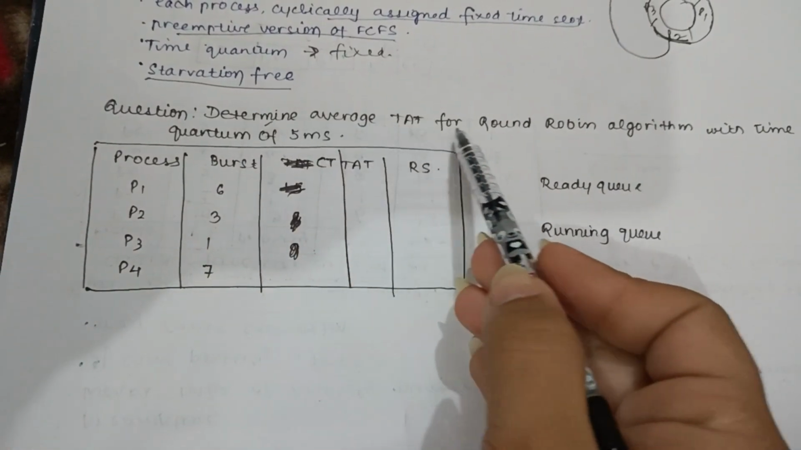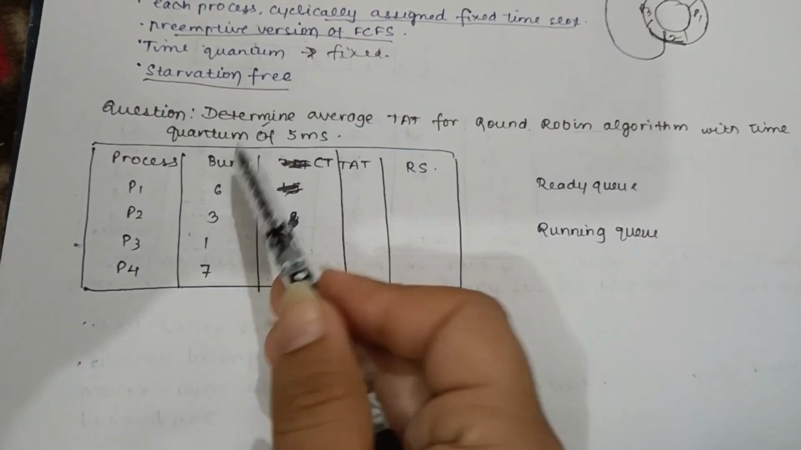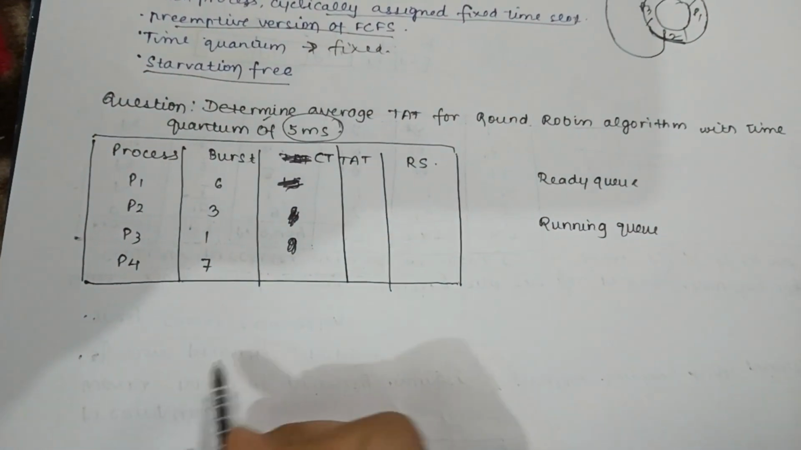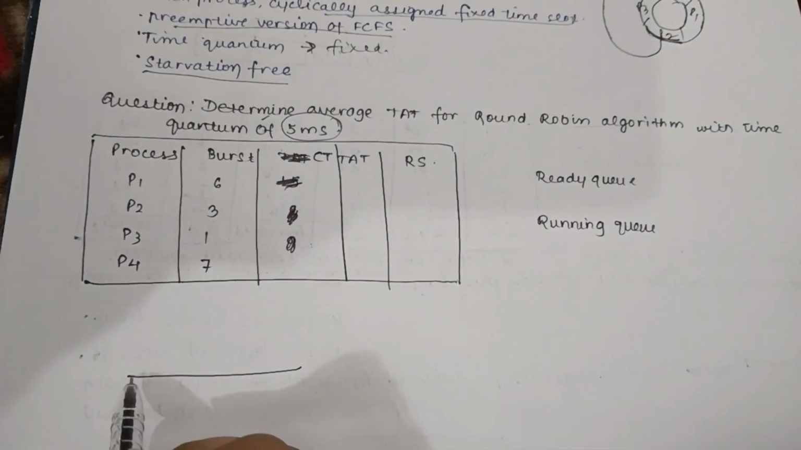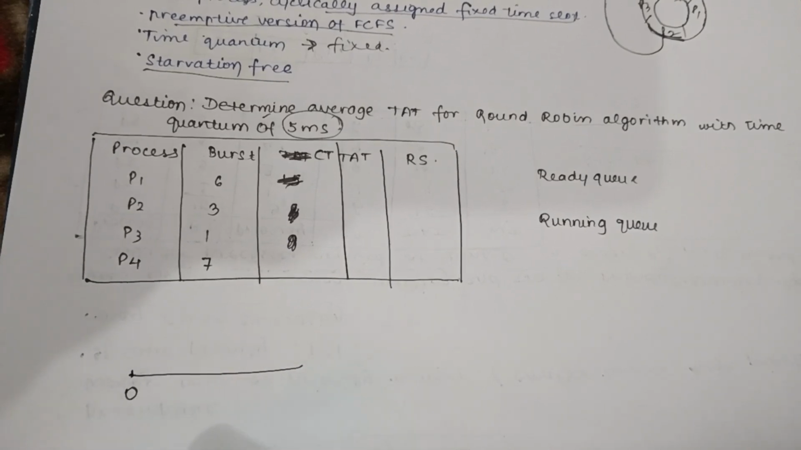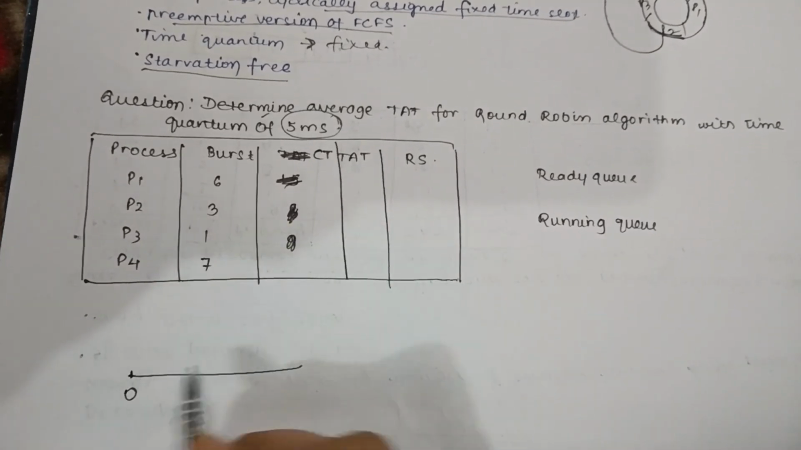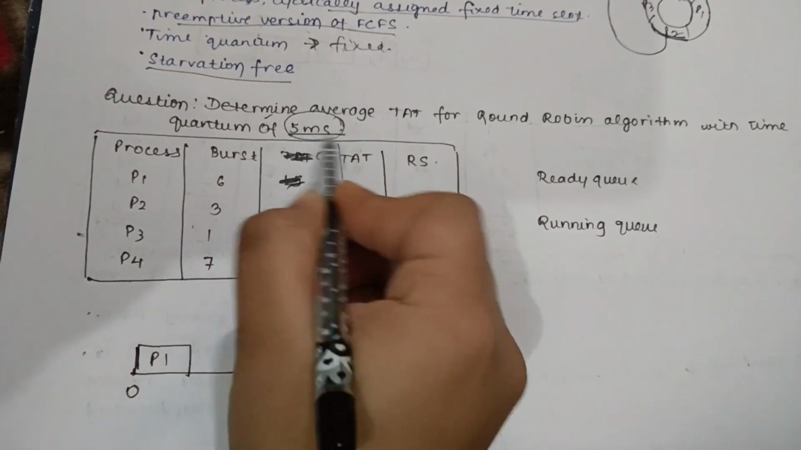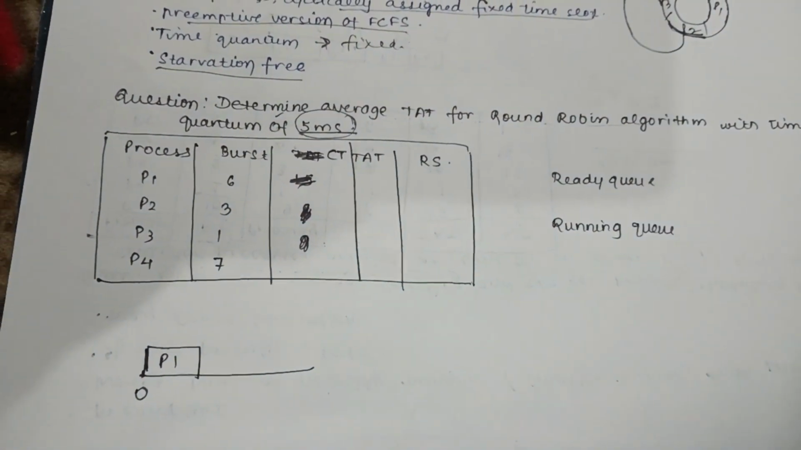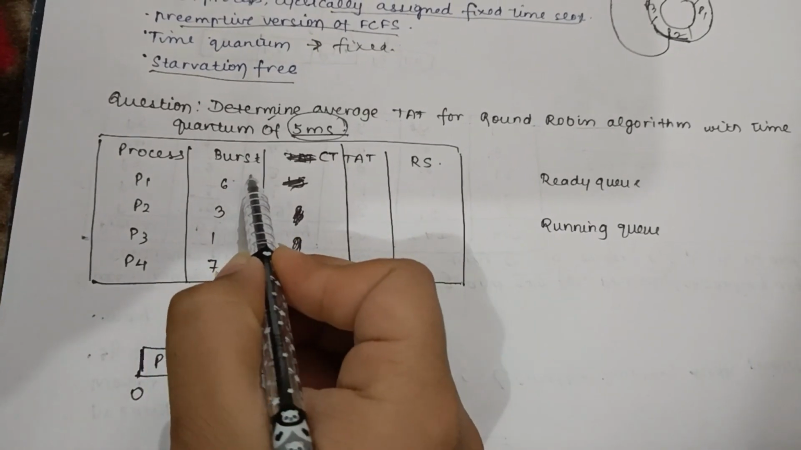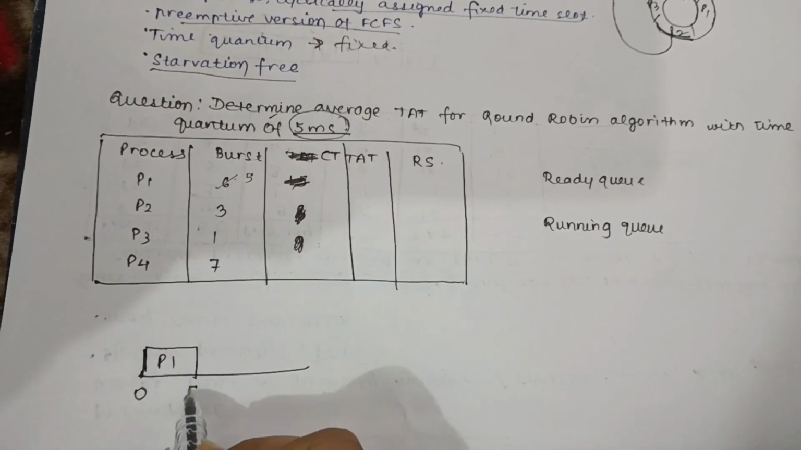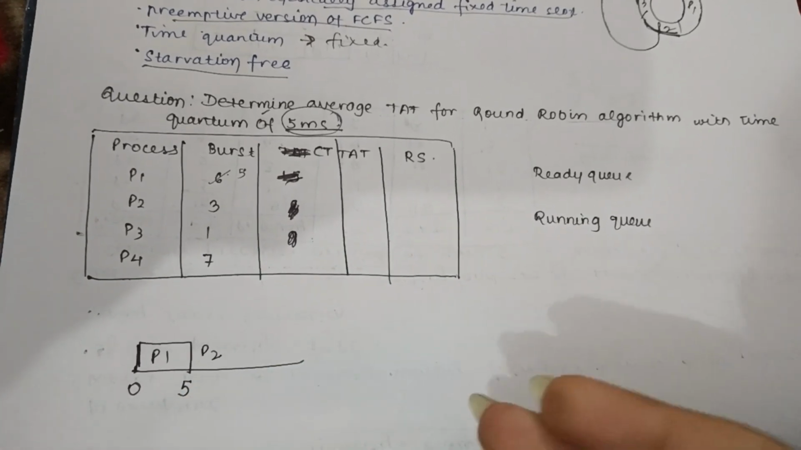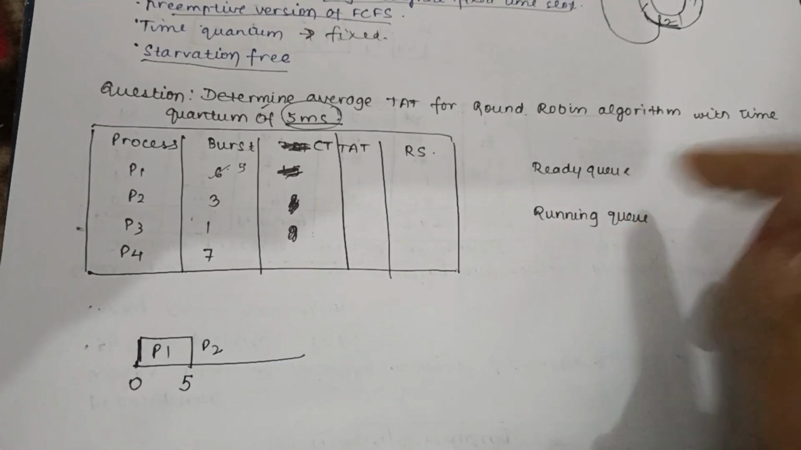Determine the average turnaround time for the round robin algorithm with time quantum of 5 milliseconds. No arrival time given, so assume it to be 0. Starting with the process P1. We have the time quantum of 5, so every process would be executed for 5. P1 has a burst time of 6, but it would be executed for 5, and then it would be switched to P2. Before telling this, I have to tell you we are maintaining a ready queue over here.